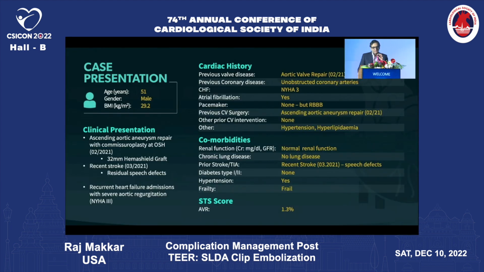So here is the case. Can we increase the volume, please? And start the case.